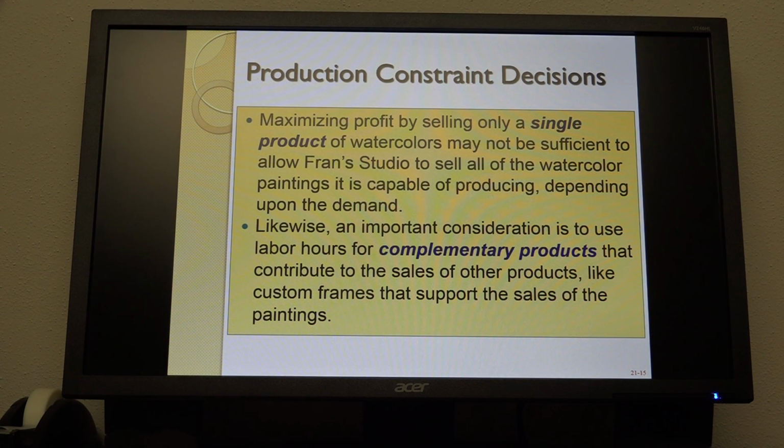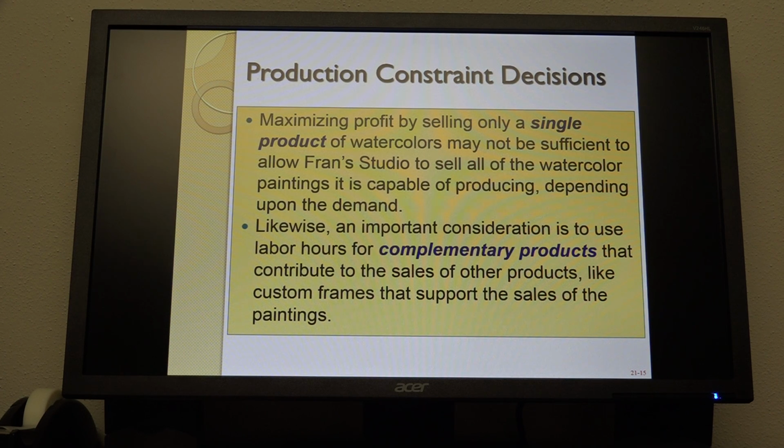The problem with that, though, is that if they just sell that one product, it may not be sufficient to allow the studio to sell all of the watercolor paintings it's capable of producing, depending upon the demand. And the same goes for frames. I mean, I don't have a lot of experience in this, but I can tell you that some people consider the frame just as much as they do the painting.